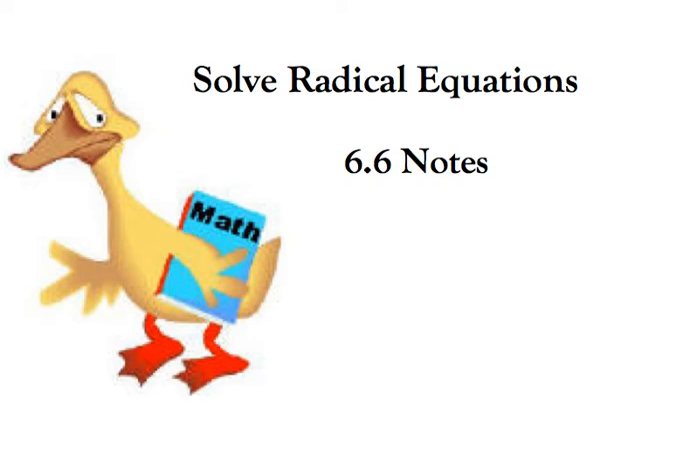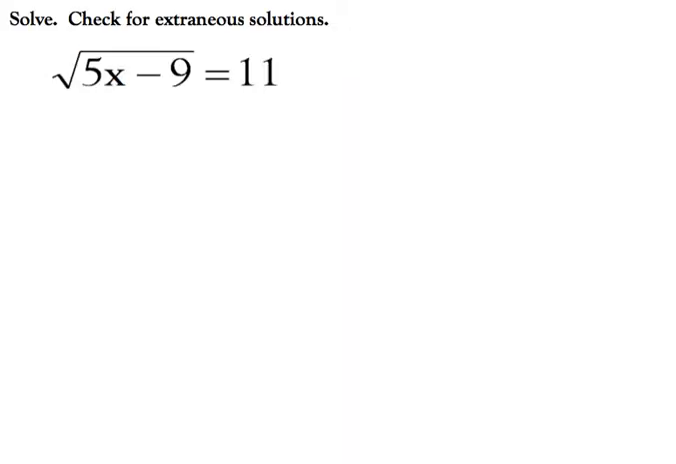All right, so this is the first part of 6.6. We're going to solve some radical equations. First one, square root of 5x minus 9 equals 11. In order to get rid of that square root, we are going to square both sides. Okay, square both sides of the equation.